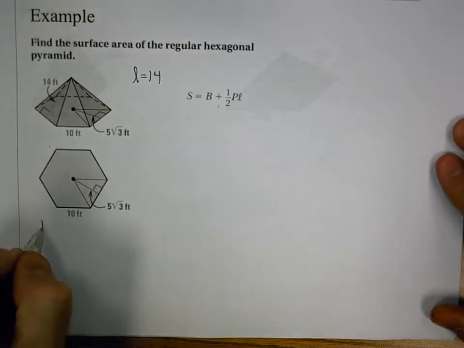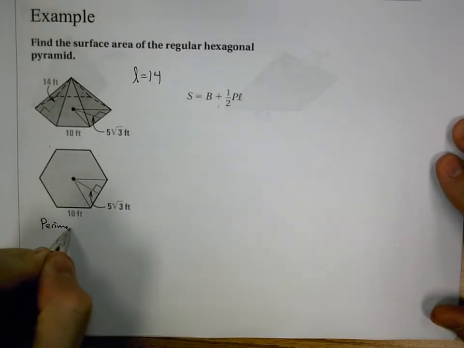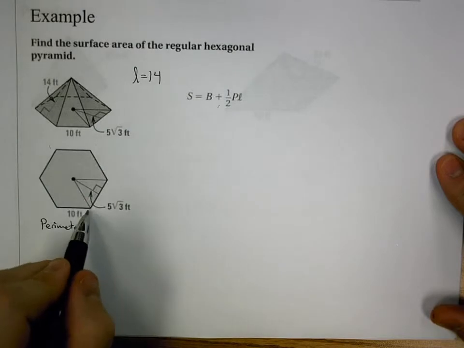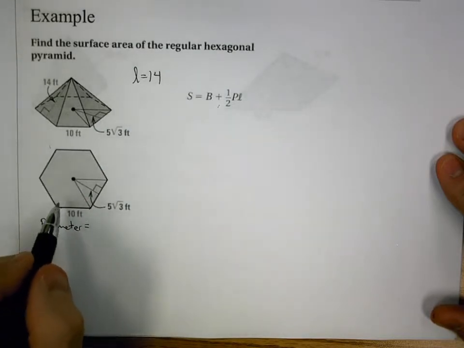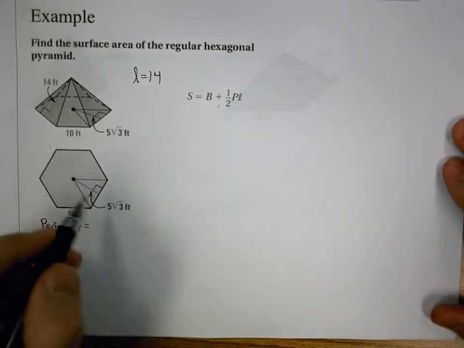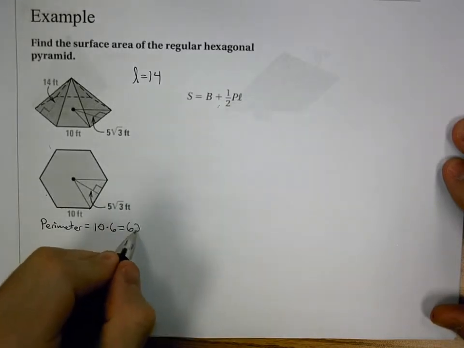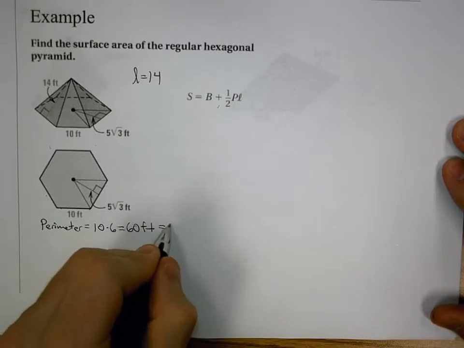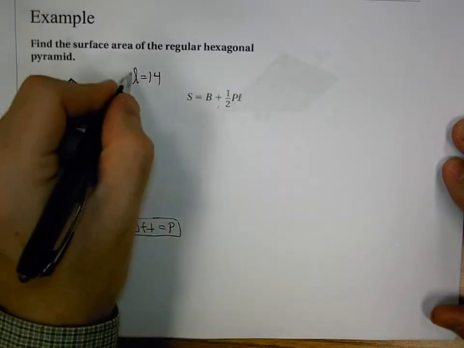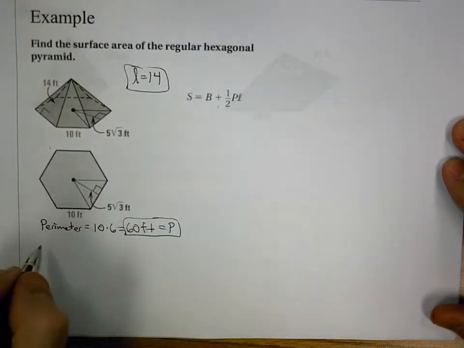Now, the perimeter of the hexagon is 10 times 6, because it's 10, 10, 10, 10, 10, 10. So 10 times 6, or number of sides times side length, gives us that it's 60 feet. So that equals P. We have L. Now we just need base area.